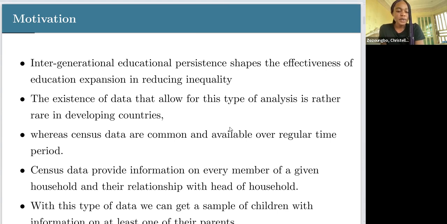And the good thing is that census data happen to provide information on every member of a given household for all the household that is surveyed and their relationship with the head of the household. So we can use that type of information to link individual to at least one of their parents. For example, if a person identifies as being the child of a head of household, then we can create a link, a parent-child link between that person and the head of the household. And this will allow us to have a sample of people with information on at least one of their parents.